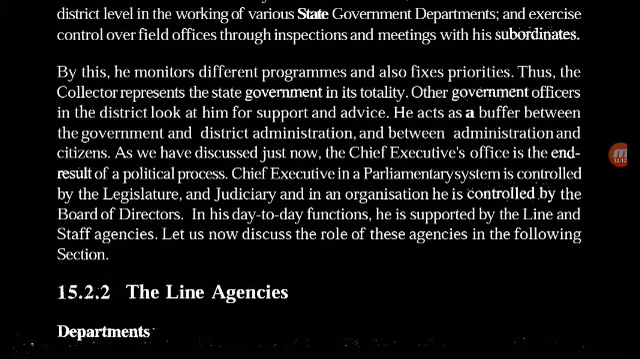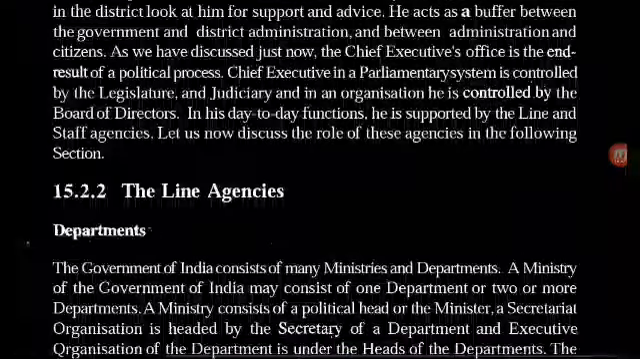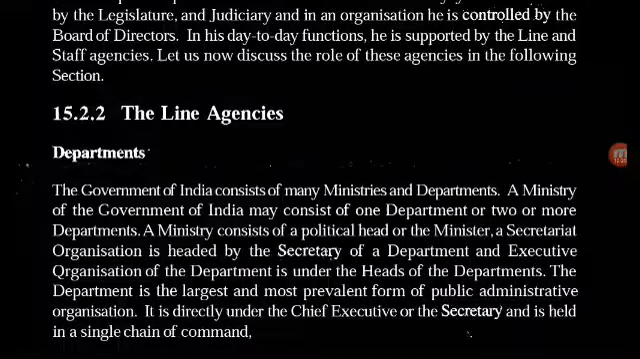As we have discussed just now, the Chief Executive's office is the end result of a political process. Chief Executive in a parliamentary system is controlled by the legislature and judiciary, and in an organization he is controlled by the board of directors. In his day-to-day functions, he is supported by the line and staff agencies. Let us now discuss the role of these agencies in the following sections.